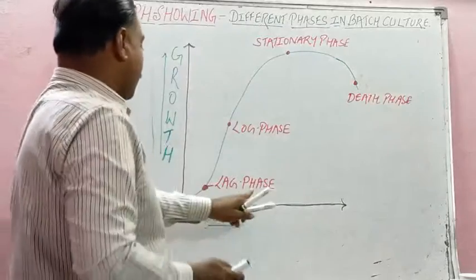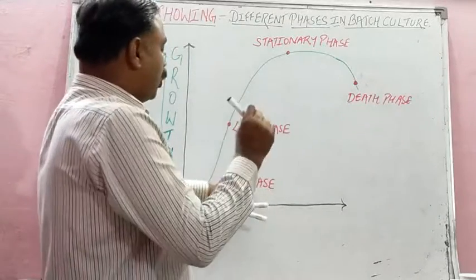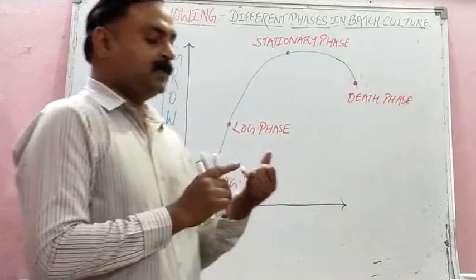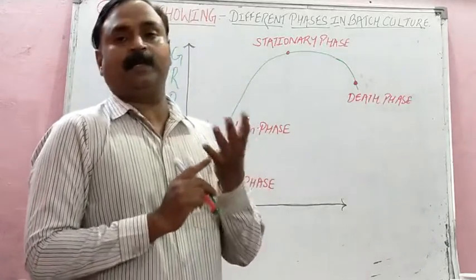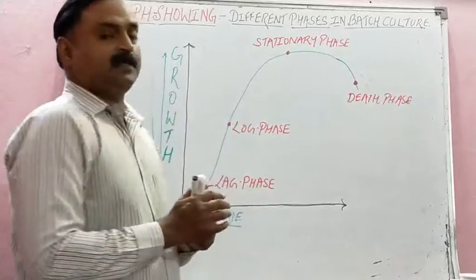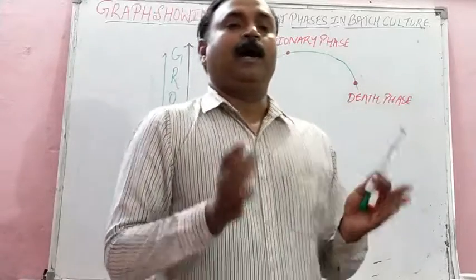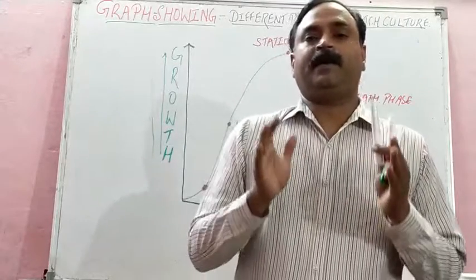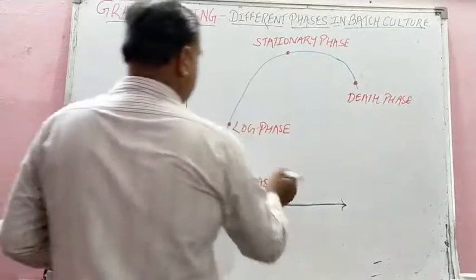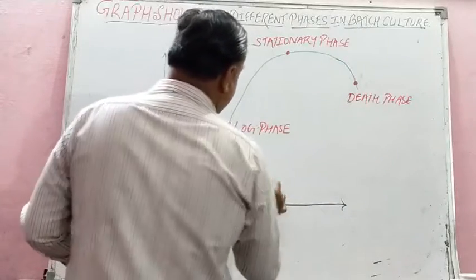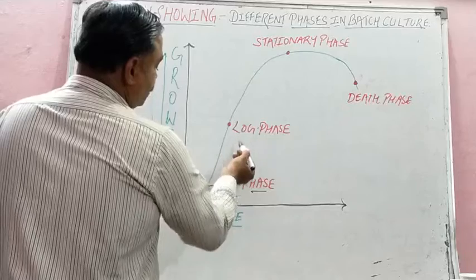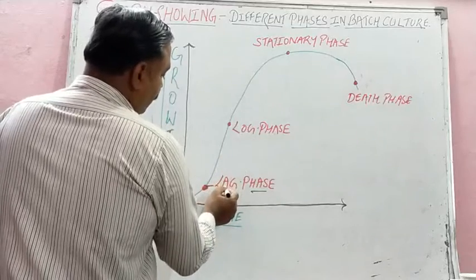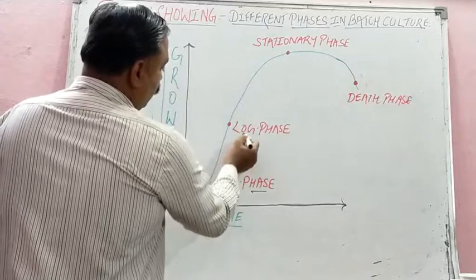Student, lag phase. In lag phase, the microbes adapt and adjust to the new environment, such as pH, temperature and nutrient. And this lag phase in higher organisms is also called acclimatization. Please don't make mistakes. Sometimes students first write log phase and then write lag phase. But remember, A comes first in the alphabet, then O comes.